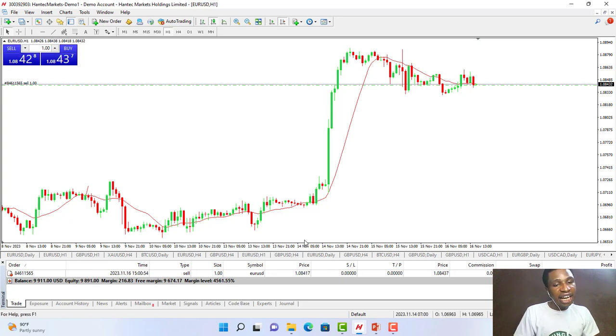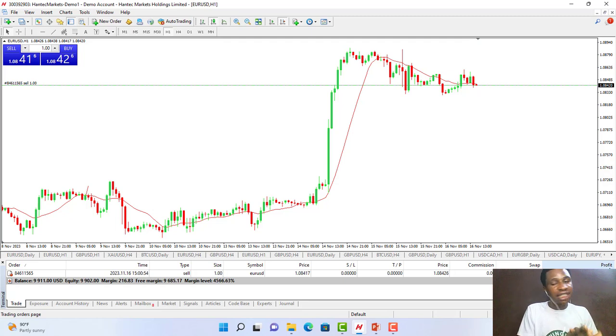Your equity here is your total balance subtracting the loss if you are already in loss, or your total balance plus your profit if you're already in profit. I come again. Your equity is your total capital plus your profit if you're already in profit, just as in this trade we just entered, or your total balance minus your loss if you are in loss. So that's what equity simply means.